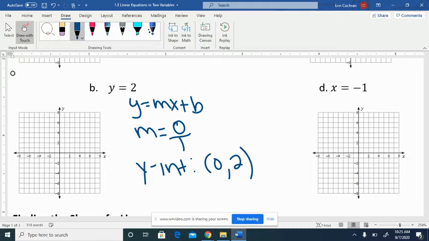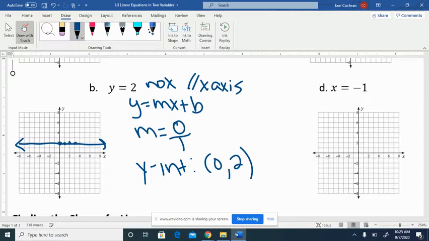So now 0, 2, I'd be up 2. Now I'm going to rise 0, but I'm going to run 1. So if you notice, we're actually forming a horizontal line. So if you notice, when there's no x, we are parallel to the x-axis.